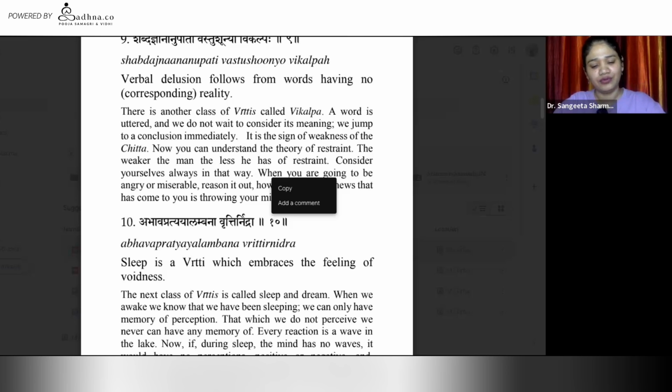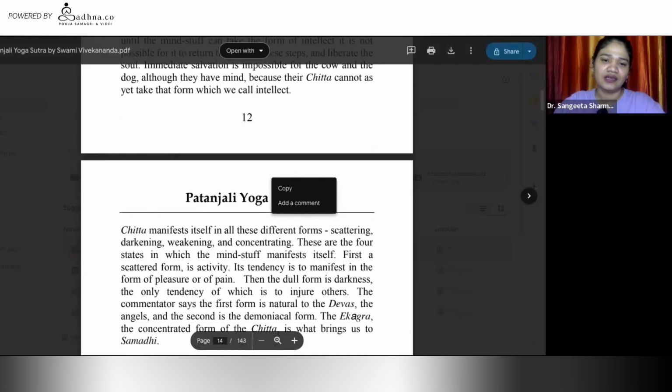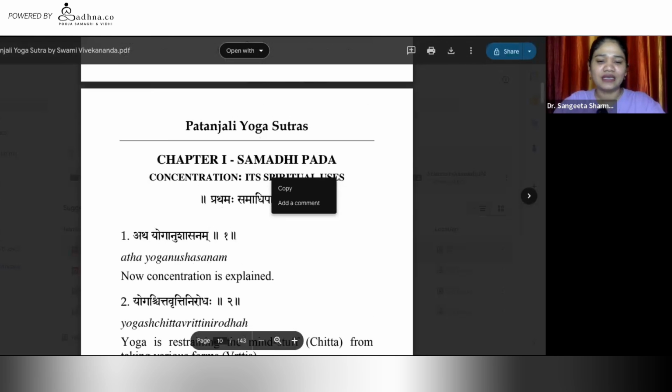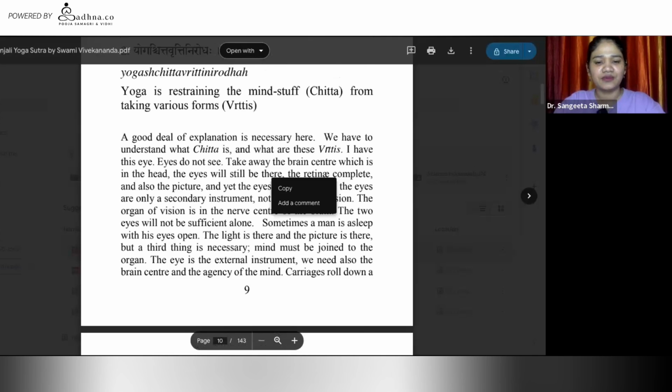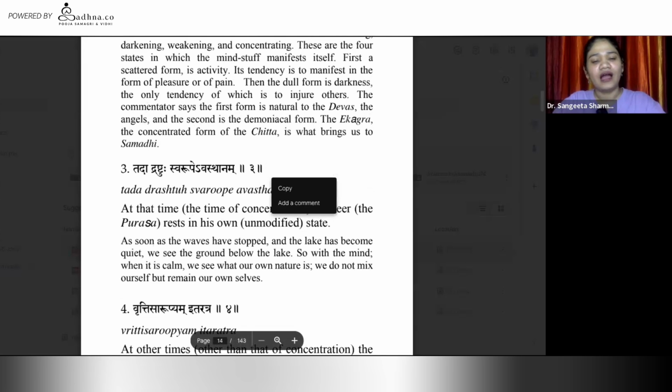Before going further, I want to tell you one beautiful thing. If you look at the sutra Tada Drishtu Swarupe Avasthanam, I cannot stop myself from explaining this beautiful sutra, which is saying how you feel when you're a yogi.